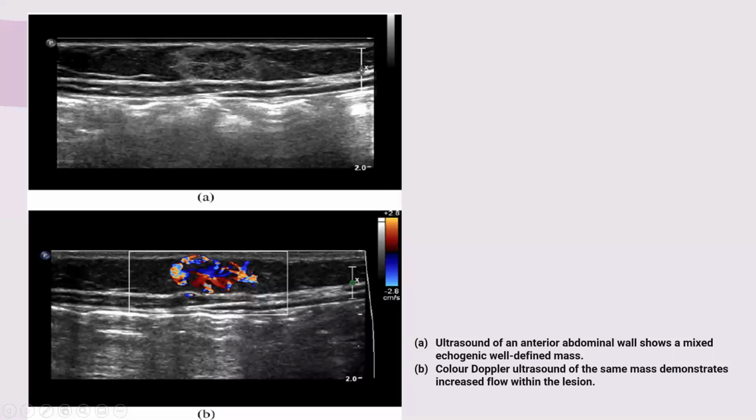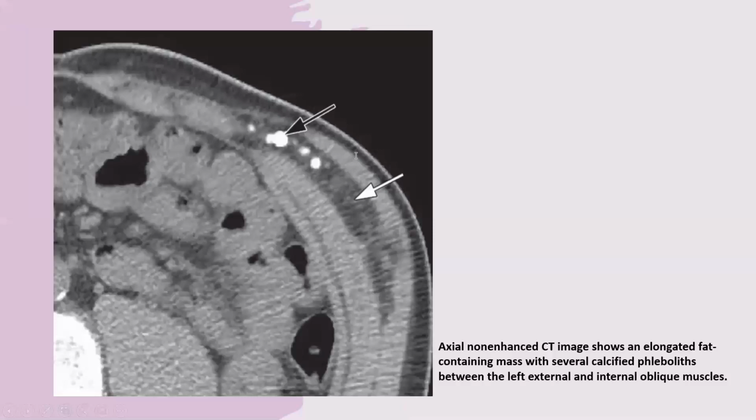This is a non-enhanced CT scan showing an elongated fat-containing mass with several calcified phleboliths between the left external oblique and internal oblique muscle.